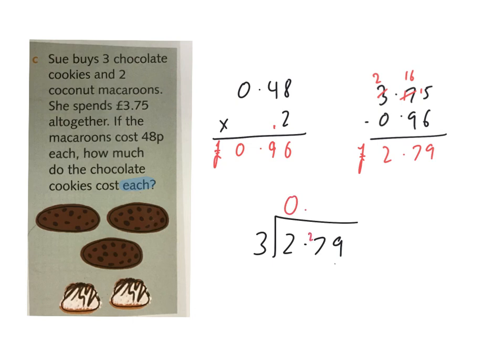27 divided by 3 is 9, and 9 divided by 3 is 3. So you can see that each chocolate cookie costs 93 pence. So that's your answer, 93p. And that's challenge 3.